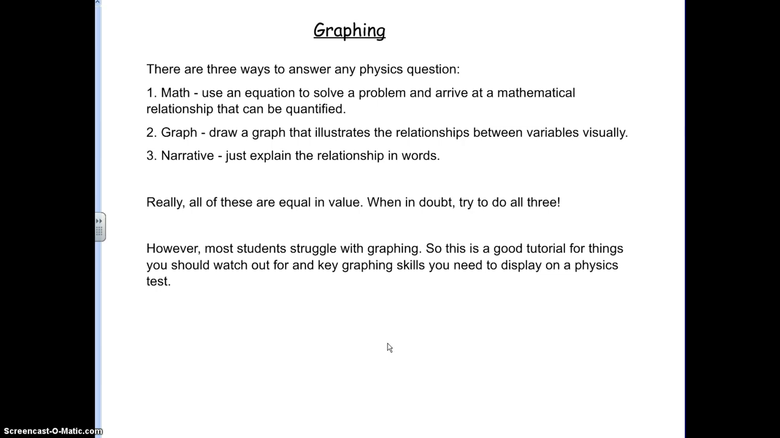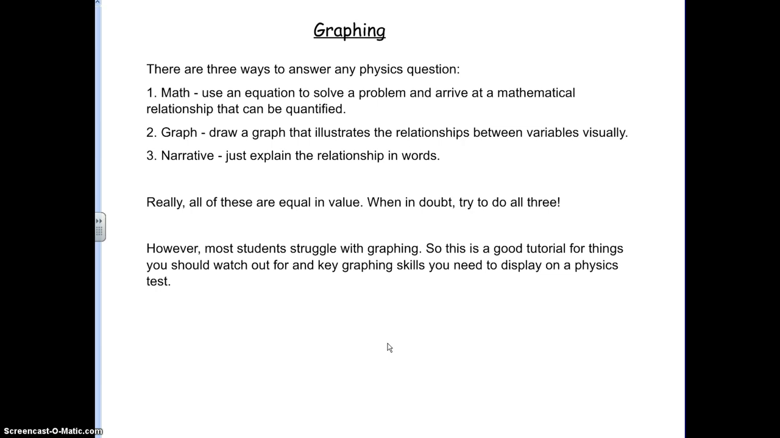The second way is with a graph, and we're going to spend a lot of time talking about graphing today. By drawing a graph, you are illustrating the relationship between the variables visually, which means you're still telling me about the physics of the situation. You're explaining to me in the same way an equation would, whether these variables are directly related or indirectly related or not related at all. It's just a different way of doing it, and for some visual people, a graph is actually better and easier than math.